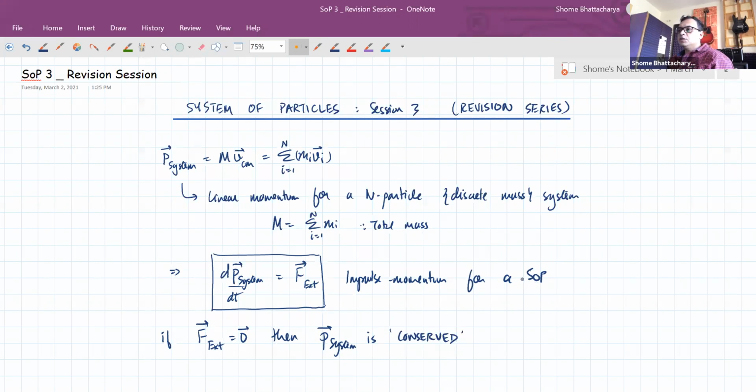This is going to be a major area of focus for us in this particular section, the applications of conservation of linear momentum. So let's get underway directly with some questions based on this.